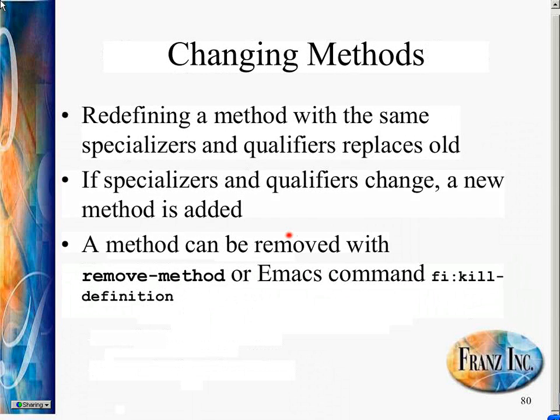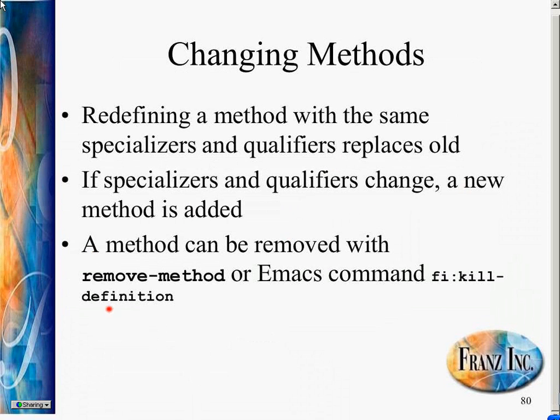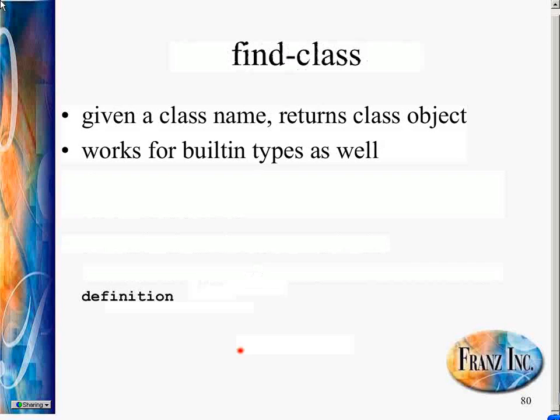You can redefine a method with the same specializers and qualifiers. It overwrites the old one. If the specializers or qualifiers change, then you're defining a new method. You can remove methods with the function remove-method, and there's also an Emacs command for it.